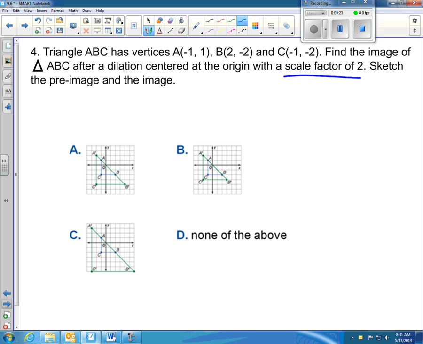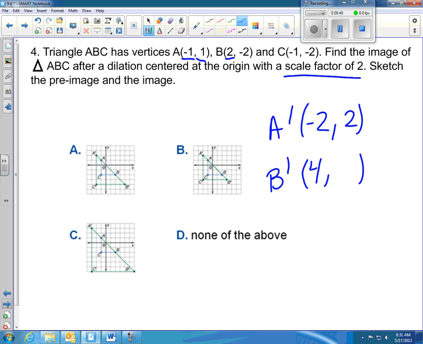So here's what I'm going to recommend. Let's go through and find what our new image should have for vertices, and then we can compare that with the ones given. So A prime. I'm going to just multiply -1 times our 2, so we get -2. 1 times 2, we get 2, so that's our new point. B prime. We're going to take 2 times 2, and we get 4. -2 times 2, and we get -4. And then C. -1 times 2, -2. And -2 times 2 is -4.